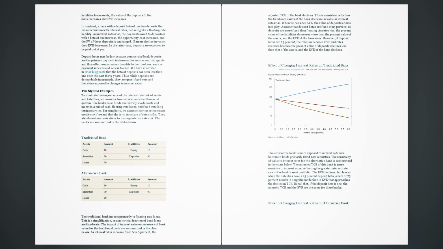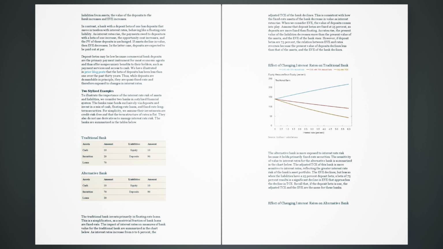In contrast, a bank with a deposit beta of 1 has deposits that move in tandem with interest rates, behaving like a floating rate liability. As interest rates rise, the payments owed to depositors with a beta of 1 increase, the opportunity cost increases, and the PV of these deposits is unchanged. If assets decline in value, then EVE decreases. In the latter case, deposits are expected to be paid out at par.